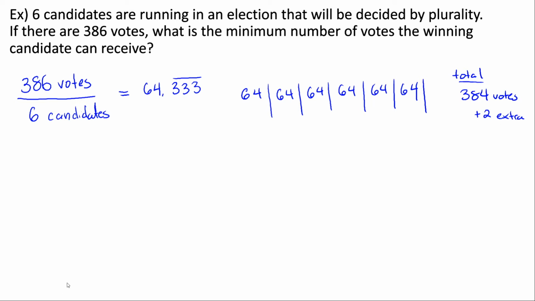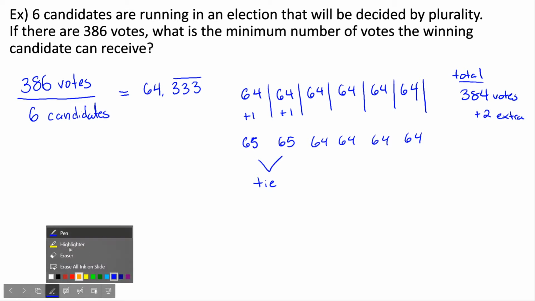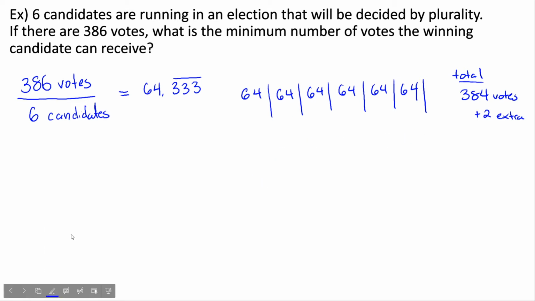One possible thing that we could do is we could say, okay, well, let's give 1 vote to this candidate, 1 vote to that. Then we have 2 65s, and everybody else has 64. In this case, these guys end up tying, so that's not the smallest amount that a candidate could win with because they're tying. So what we'll have to do is give both votes to one candidate.